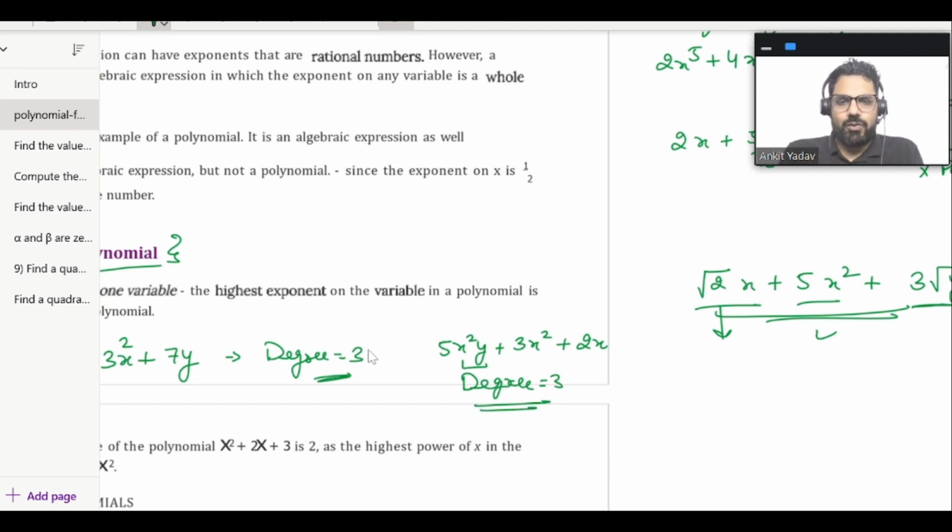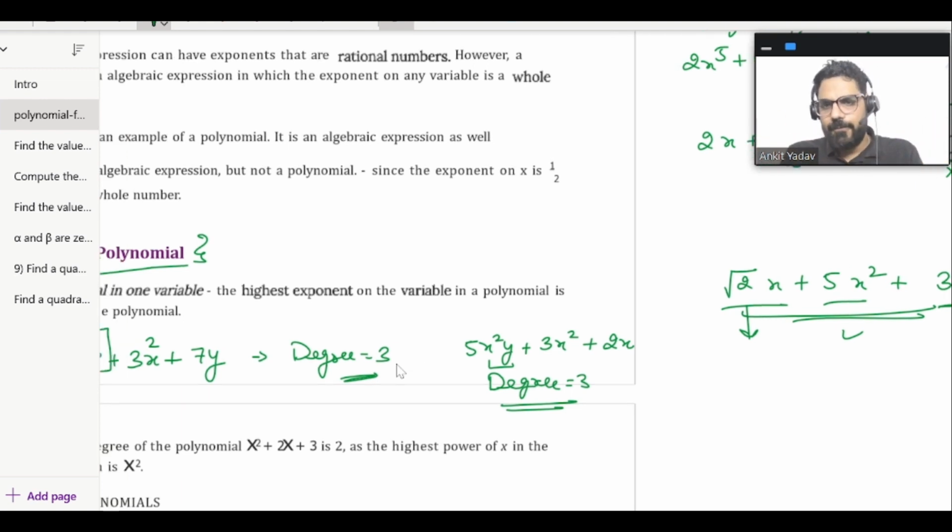Correct? We need to check the highest power in the polynomial for the given variable. But if two variables are in product, then we have to add the powers, and that would be the degree of the given polynomial. Fine.